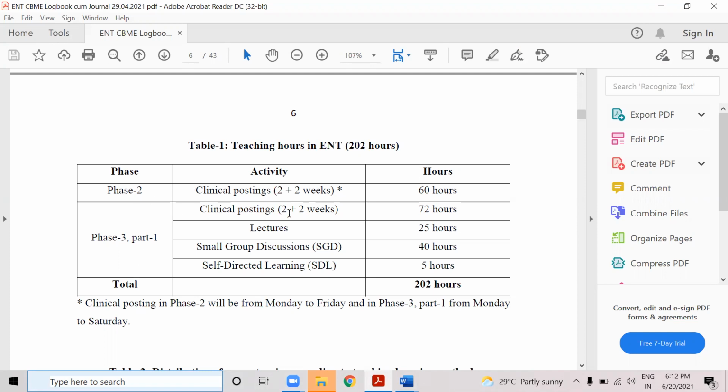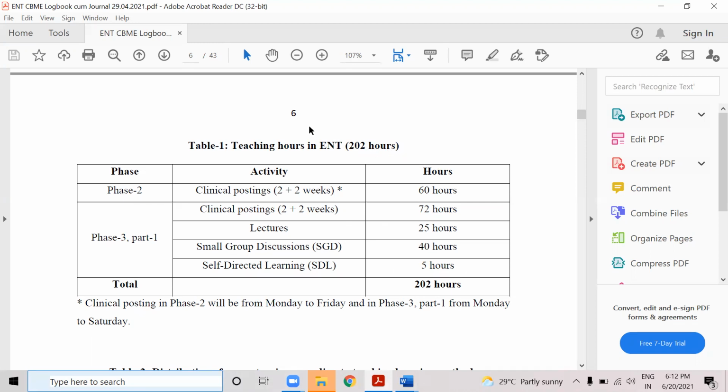Now in phase 3, again there is a 4 weeks clinical posting. So we have divided it into 2 postings of 2 weeks each. But in phase 3, the postings will be from Monday to Saturday. So the teaching hours have increased. It has become 72. Then the lectures are given 25 hours. Small group discussions have been given 40 hours. So we can see that SGDs have been given more emphasis as compared to the didactic lectures. And self-directed learning, they have given 5 hours for that. So if we add all these hours, it comes up to 202 hours. So that is how I got this figure of 202.